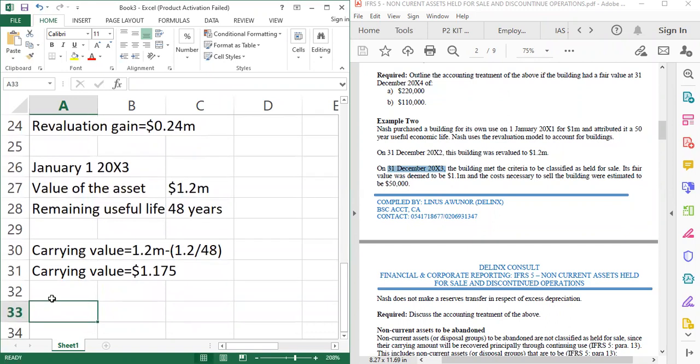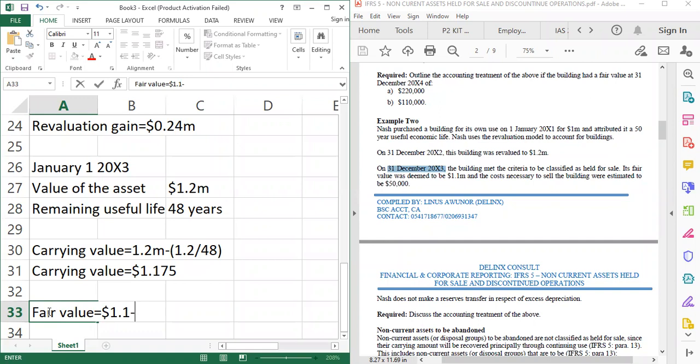But what is the fair value given to us? 1.1. So the fair value is 1.1. So what is happening? There will be an impairment loss. So 1.1 minus what?